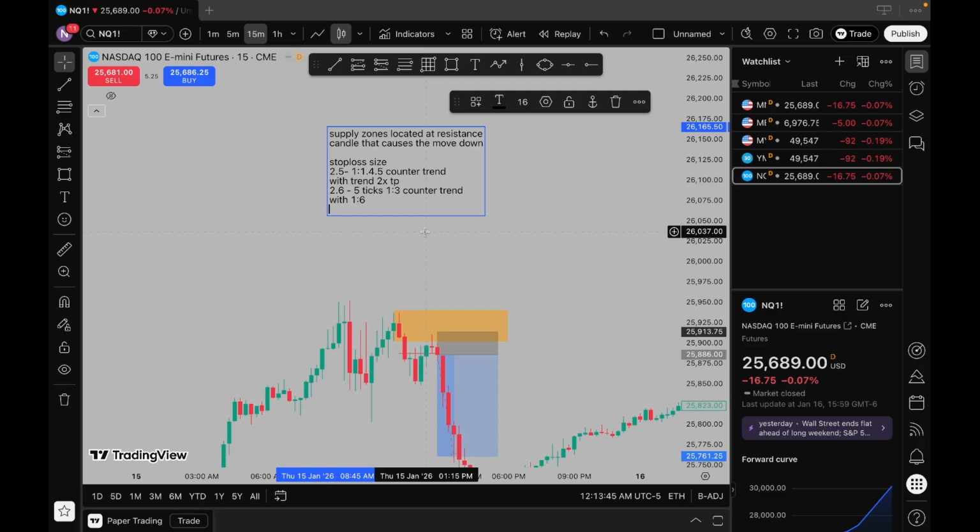And then 5 ticks to 9 ticks, you're going to have a 1 to 2 counter trend. With trend, 1 to 4.